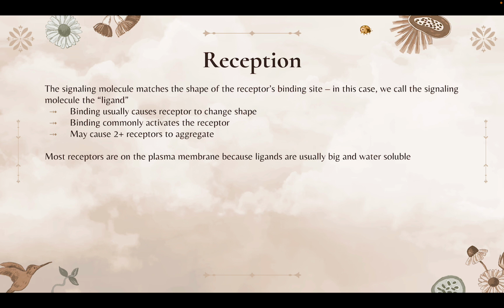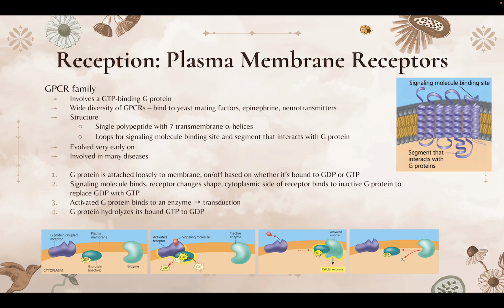And something to note is that most receptors are going to be on the plasma membrane because ligands are usually big and water soluble, meaning that it's very hard for them to pass through the plasma membrane. There are exceptions, and we'll get into them a little bit later. All right, so let's talk about some popular plasma membrane receptors.